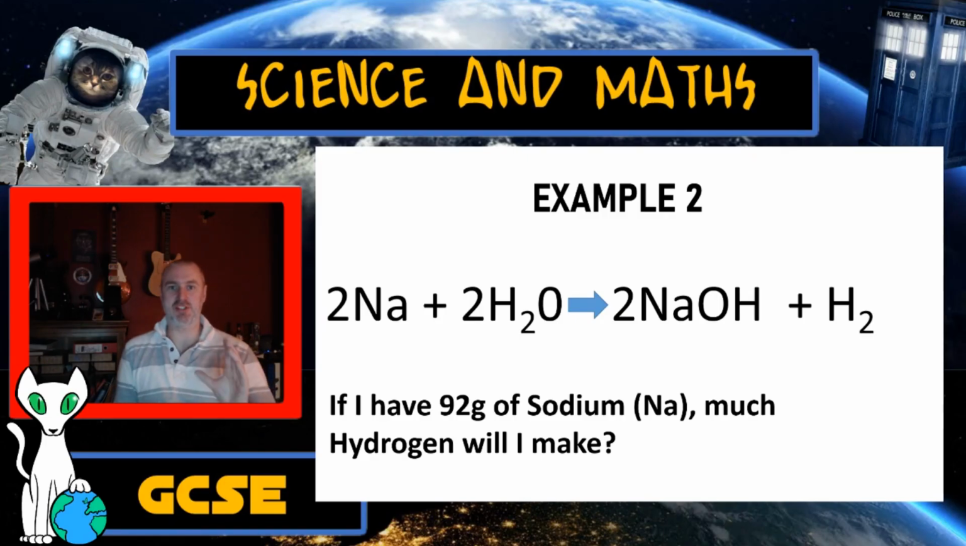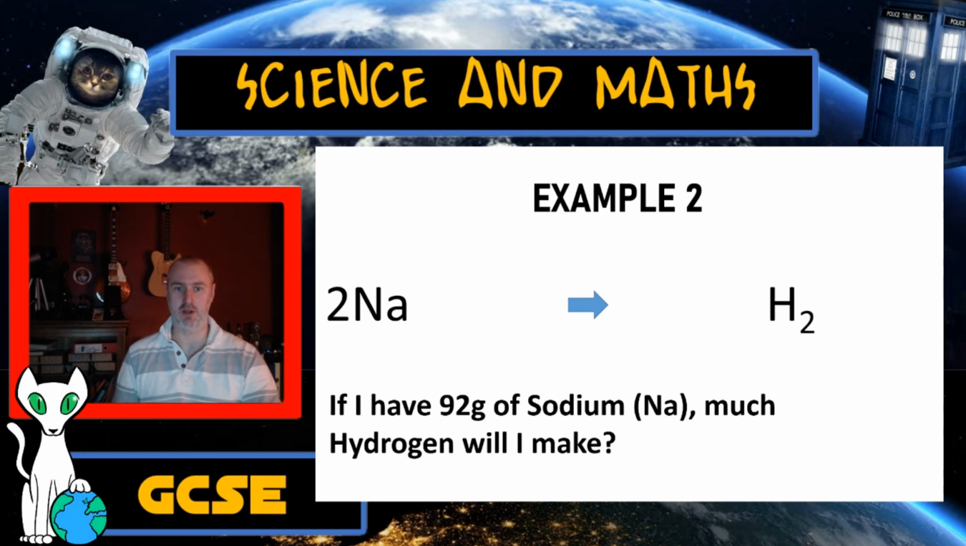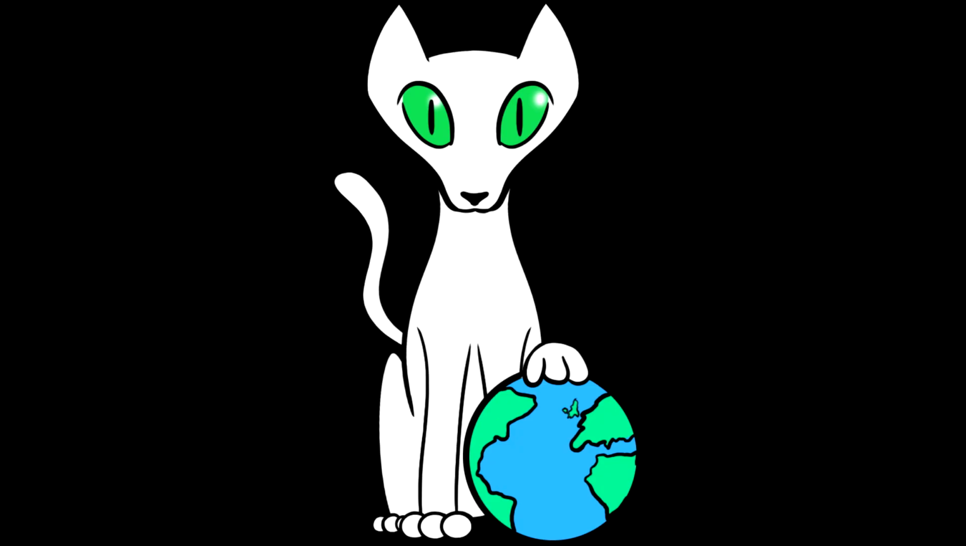Now, do you remember the steps from that first example? The very, very first thing we did was rub out anything that wasn't mentioned in the question. So they all disappear. Only sodium and hydrogen were mentioned in the question. That was the first step. Hope you got that. Now, what was the second step? Try and come up with it yourself.